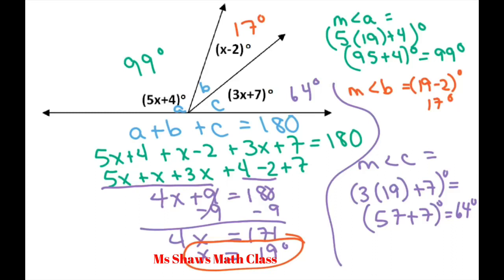And you add all these up, you get 99 plus 17 plus 64, and that's going to equal 180 degrees. And that's it.